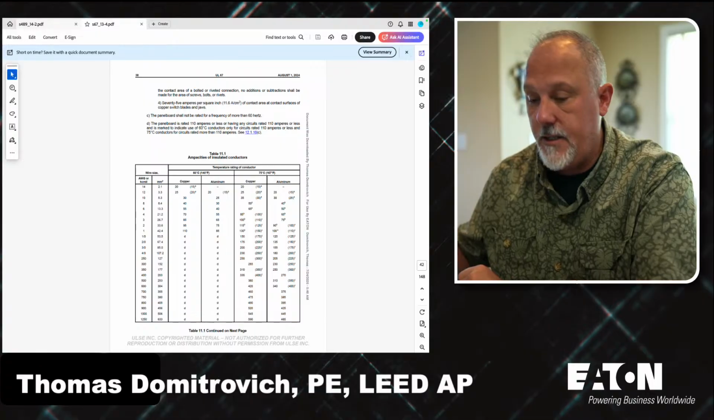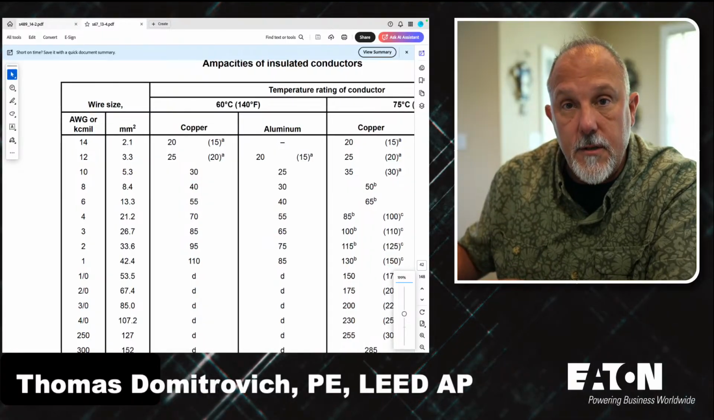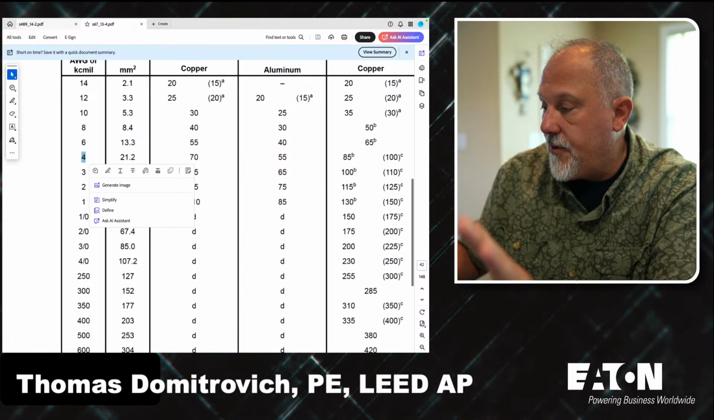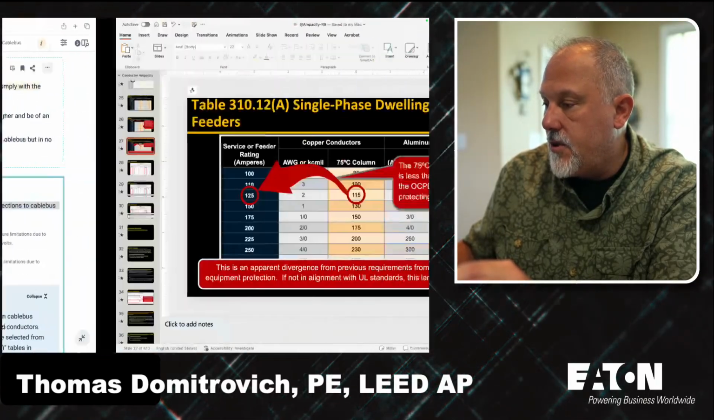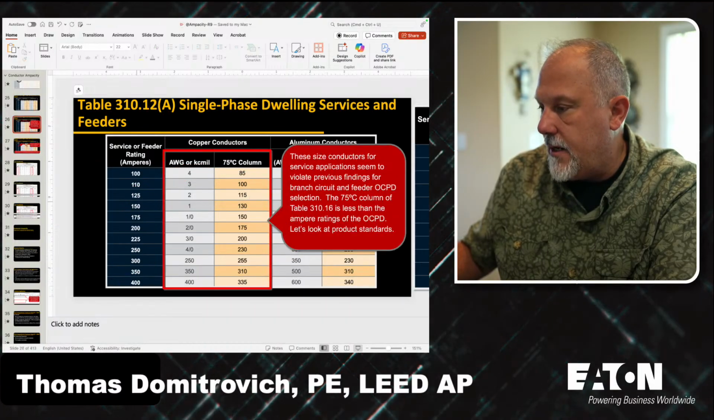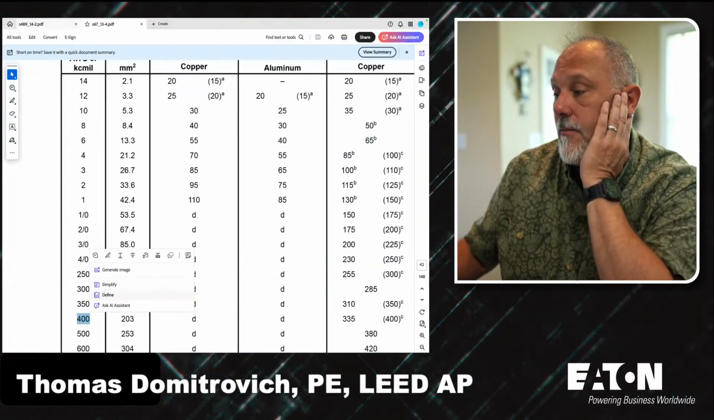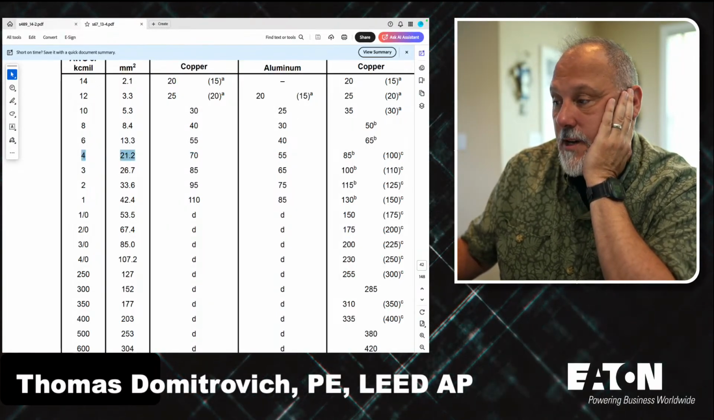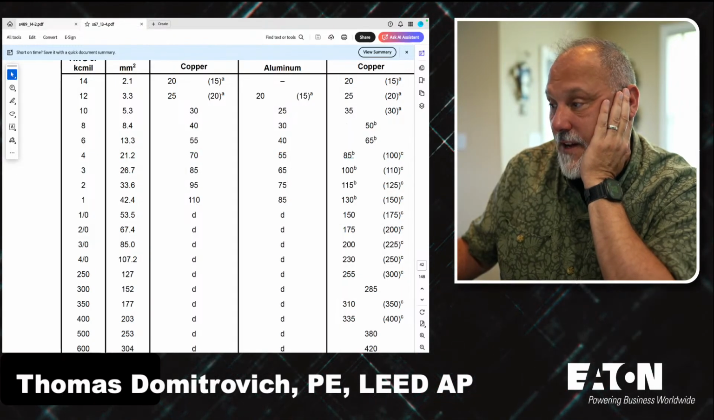How do I zoom? Here it is. All right. So now this is 100 amps to 400 amps, which is a number 4 all the way up through a 400, right? So number 4 through 400. Let's go to the language. A number 4 to a 400, right? So now I come over here for a number 4, and I see my copper 70, aluminum is 55, and there's my 85.